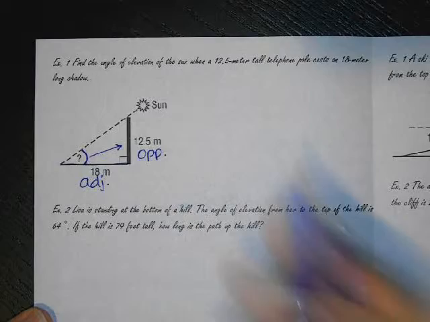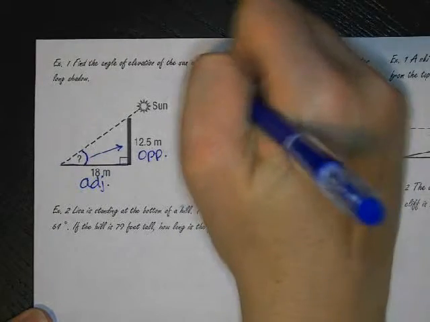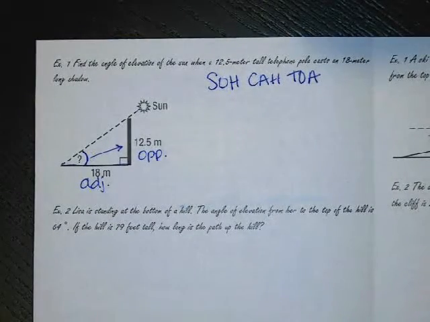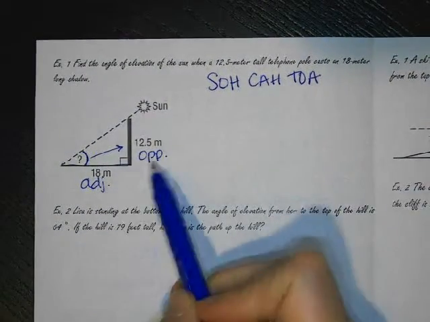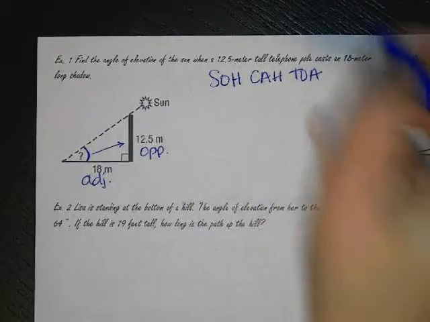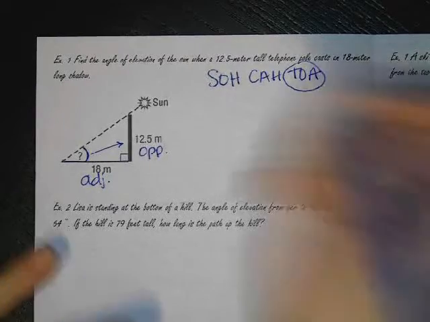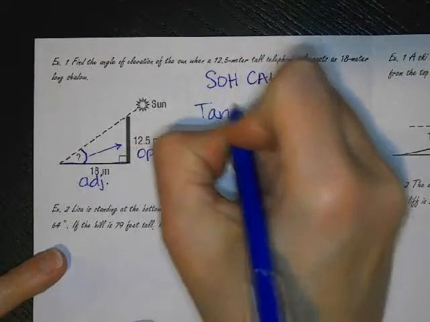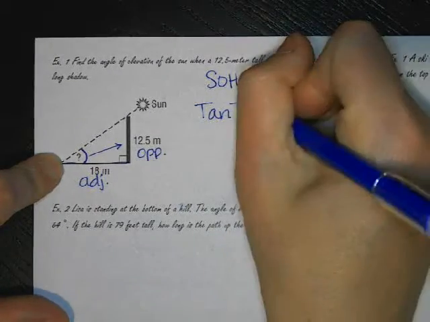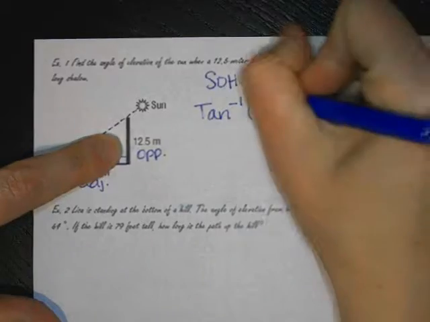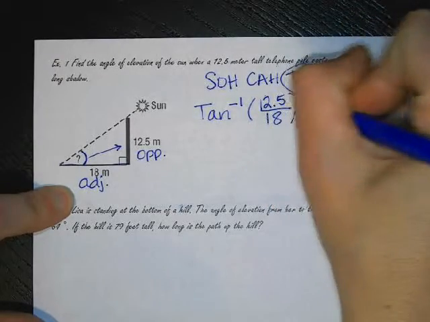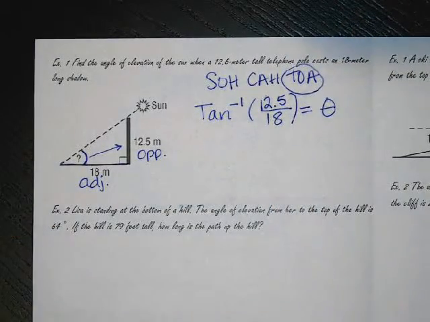So we have opposite and adjacent, and if we looked at our phrase SOHCAHTOA again, which one uses opposite and adjacent? We've got opposite here, we've got adjacent here, but this one has both of them. So we're going to use TOA, and we're going to use tangent inverse. Now remember, when we use tangent inverse, because we're looking for this angle, we're going to put our fraction inside the parentheses. So this will be tangent inverse of 12.5 over 18 equals our angle theta. Okay?